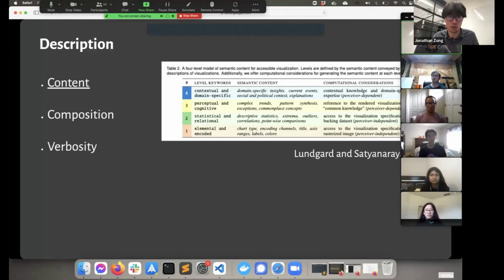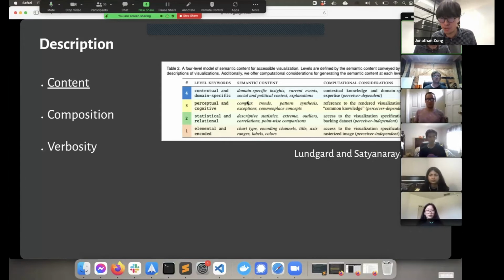This chart is a little technical, but what we mean by content is basically what kind of concepts are represented in the description, right? So you could have descriptions that are just about these low-level concepts, like what chart type is it? Is it a bar chart or a scatter plot? What's the title? What are the ranges, etc. You could also have descriptions that have summary statistics, like average, min and max, outliers and stuff.